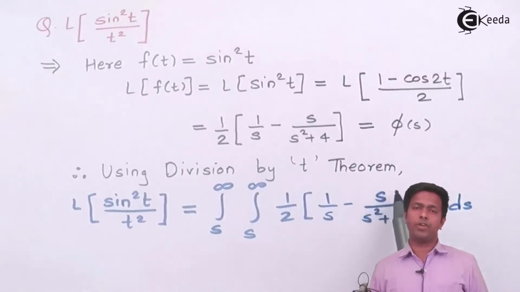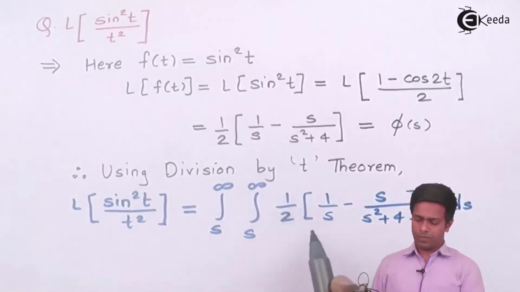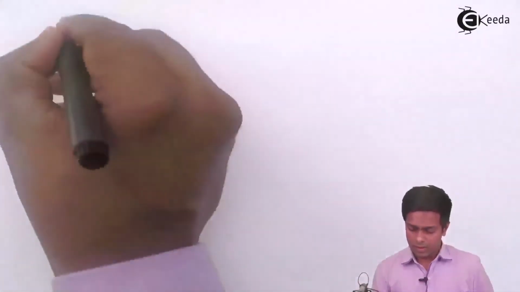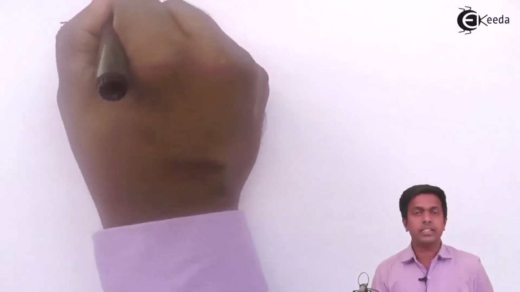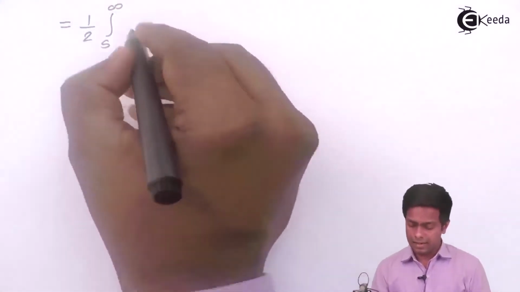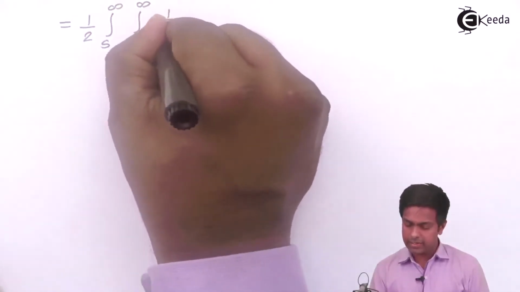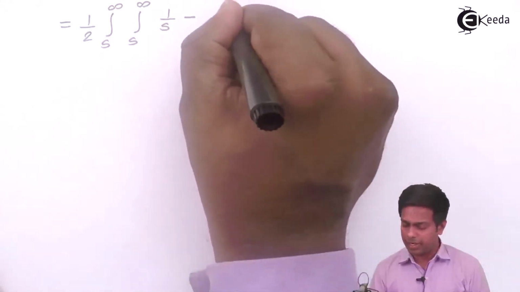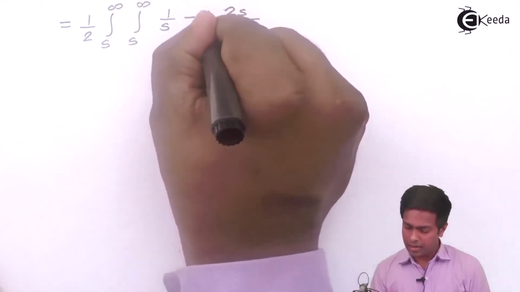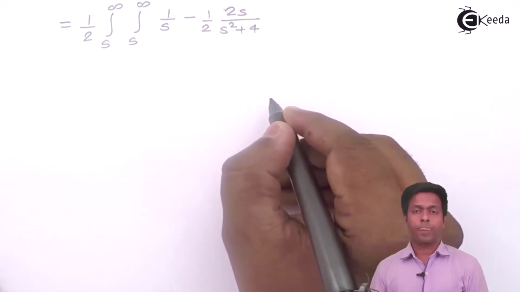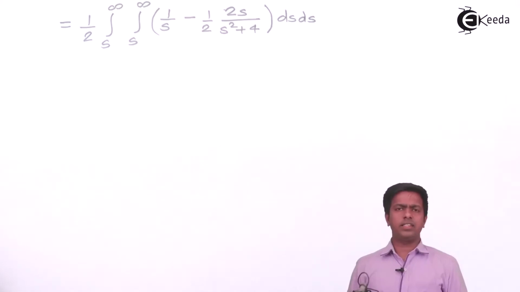So I'll get that derivative in the numerator, and then I can apply the property of integration. So let's start. Here, 1 upon 2 outside, integration s to infinity as it is, then integration s to infinity again as it is, first function 1 upon s as it is, minus for the second function I'm multiplying and dividing by 2, so 2s upon s square plus 4, and here I'll multiply by 1 upon 2 into ds. Now let's start with the integration.